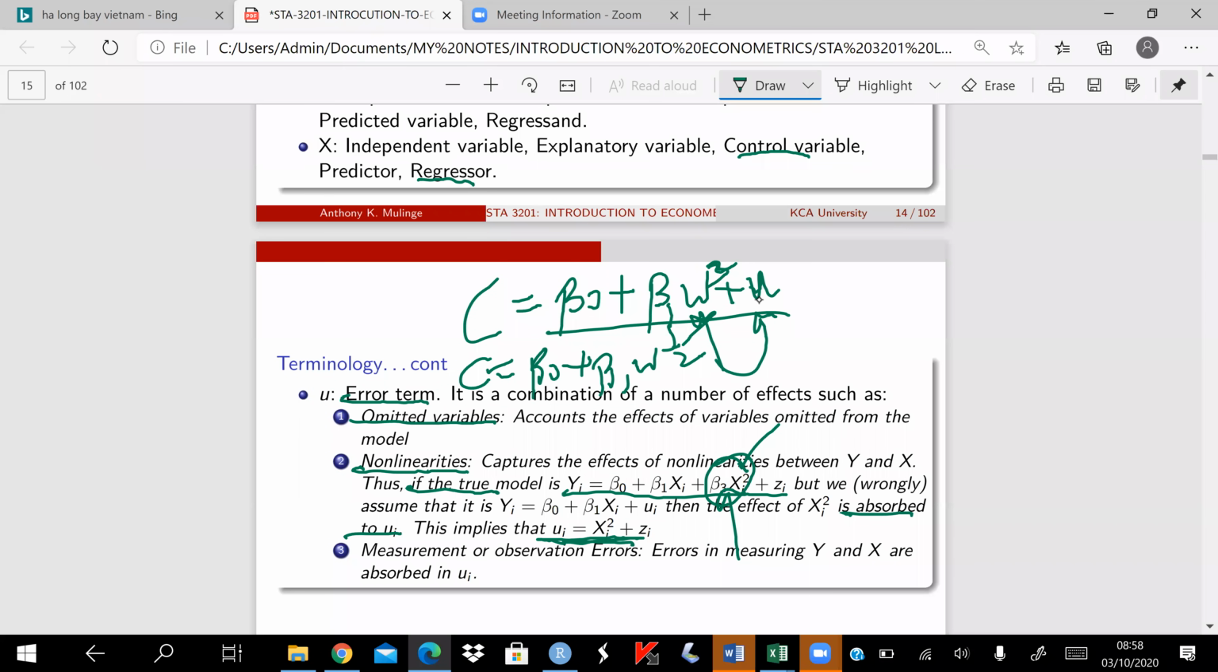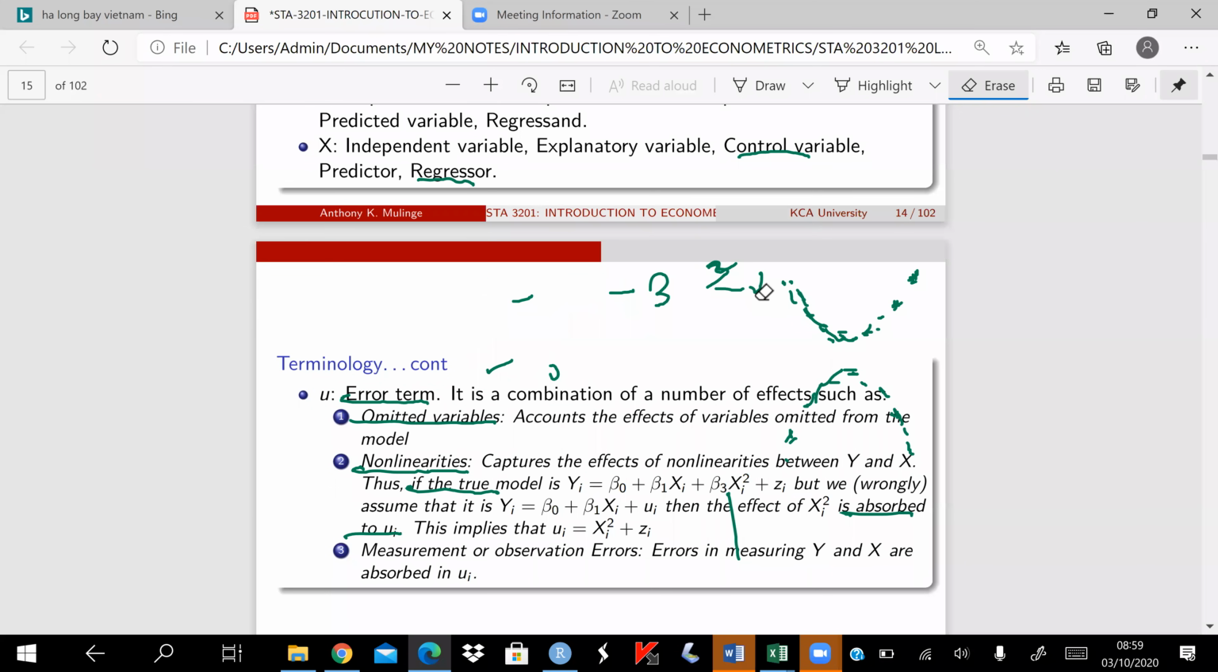So if you plot the errors, you will get something either like this. The errors will form something like that, which is not something that we may want to observe, or maybe something like that, quadratic. So your error term will be looking like that, which is a very bad signal. You'll see that later. Okay, then the error term can also capture what we call measurement and observational errors.